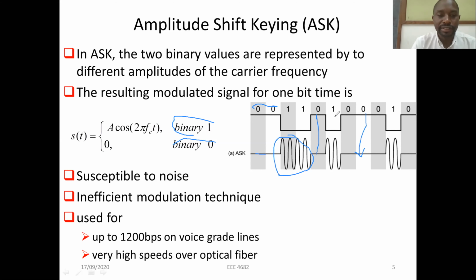The major disadvantage of amplitude shift keying is that it's very prone to noise, therefore it's an inefficient modulating technique, and you can only use it up to 1,200 bits per second on voice grade lines. It's quite applicable in optical fiber as one of the modulating schemes that you can employ there. But except for the noise issues, this method is widely used.